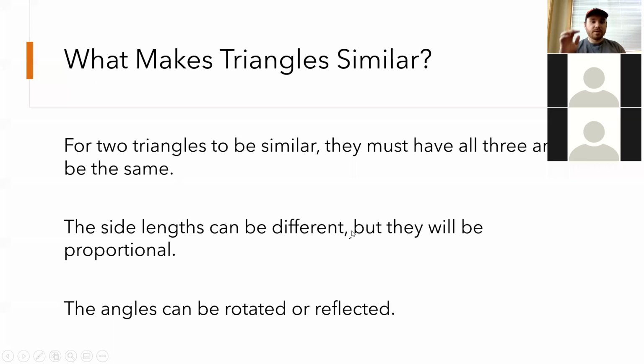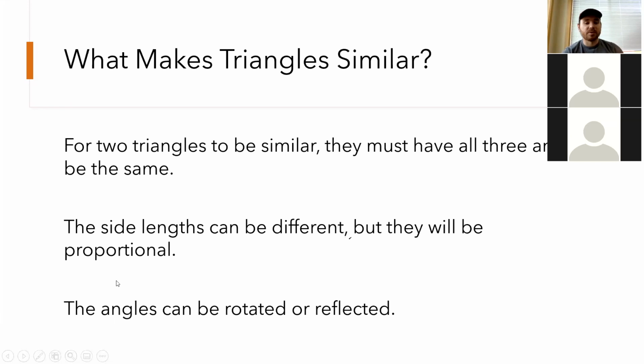Okay. So here's the things that you'll want to write down. You basically just need these first two lines. For two triangles to be similar, they must have all three angles the same. So all three of their angles must measure the same thing. And then the side lengths can be different, but they will be proportional. We'll talk about what that looks like in just a little bit and how we can use that information as well. But for right now, we just need to know those two things.